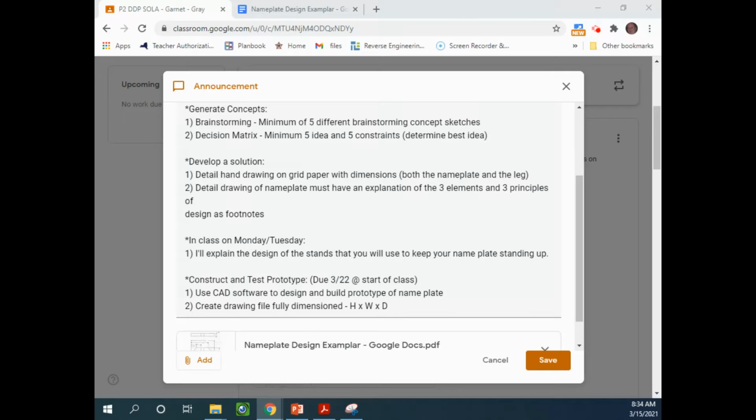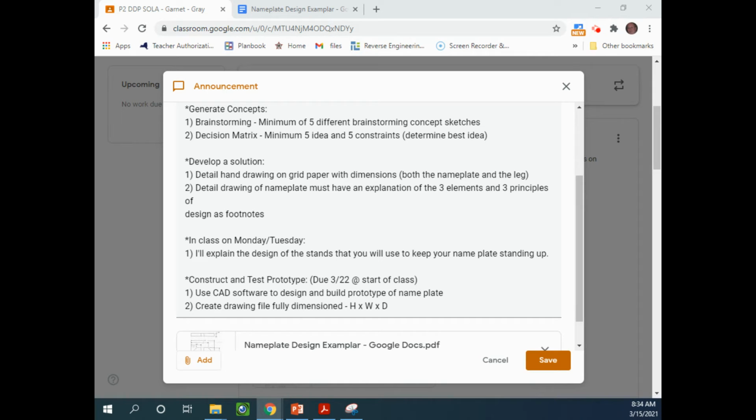So anyways, all right, don't forget your detailed drawing of the nameplate must have an explanation of 3 of the elements and 3 principles of design as footnotes. And when you write those up, do me a favor and just underline it. So if you talk about vertical lines, underline vertical lines. If you talk about contrast, underline the word contrast, just so I can quickly and easily pick those things out. So those are parts of the develop a solution step that you should have done.